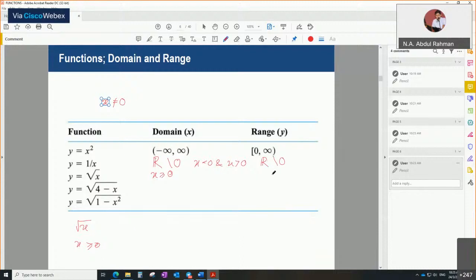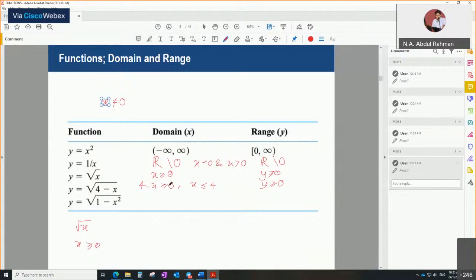And of course, we also have the same range: y is greater than or equal to 0. For the next one, you still have the same thing here. The argument inside the square root cannot be less than 0. So 4 minus x must be greater than or equal to 0. Or you can do some manipulation and then you get x is less than or equal to 4. And then here, you still have the same range, greater than or equal to 0.